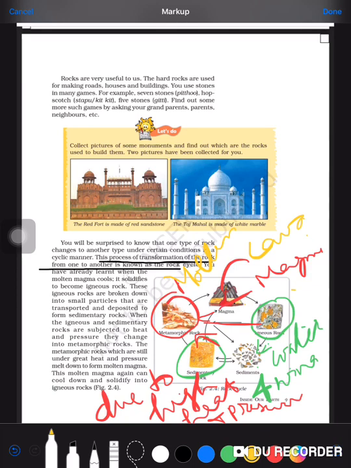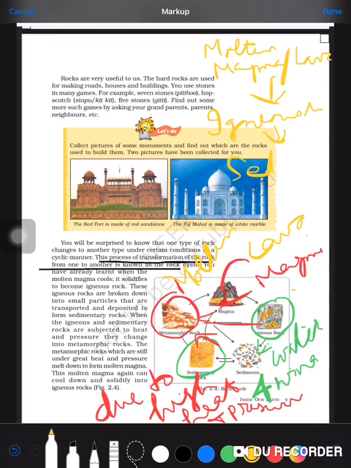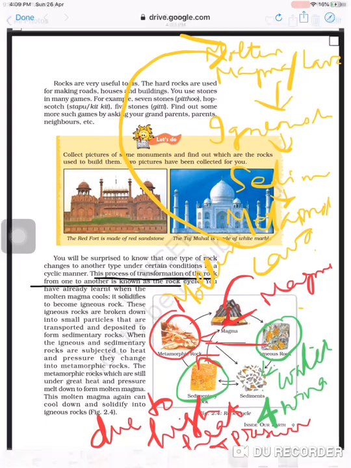According to a flow chart, we can also show: molten magma or lava forms igneous rocks, then sedimentary rocks, then metamorphic, and again from metamorphic to molten magma. This type of cycle always moves on, and in this way we have this rock cycle.